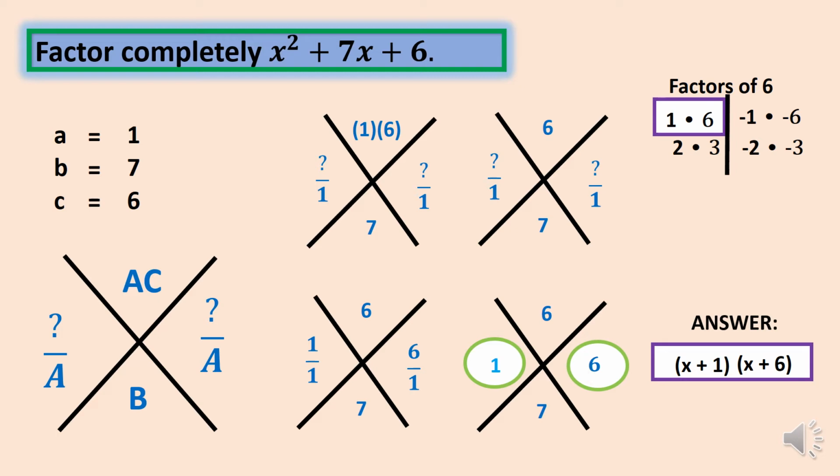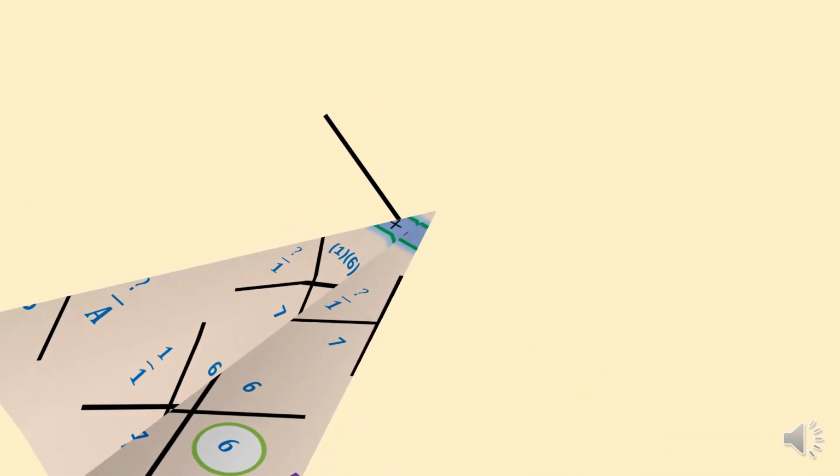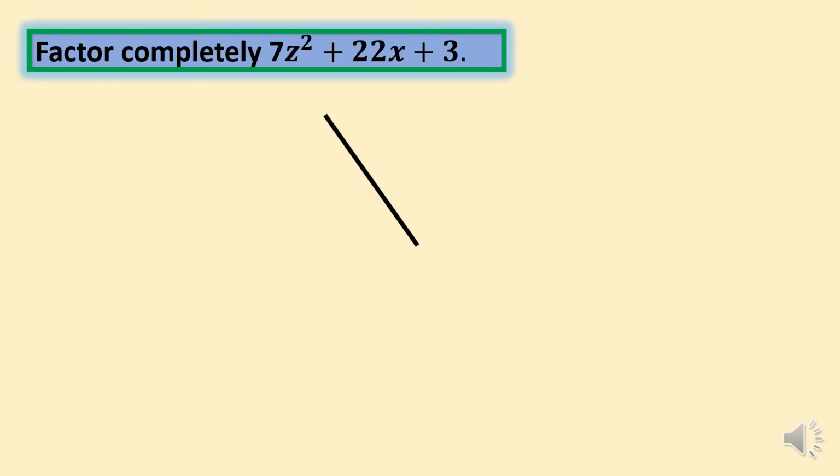Okay, so let's have another example. We're going to factor completely 7z squared plus 22z plus 3. So again, identify our a, b, and c. So a is our first term, which is positive 7. B is positive 22, this one. And then for c, you have the last part or the constant part, so you have positive 3.